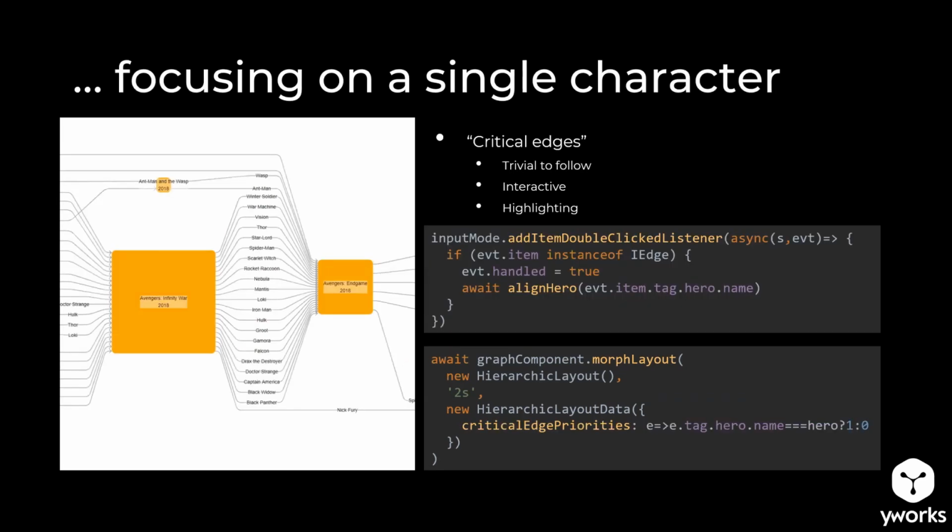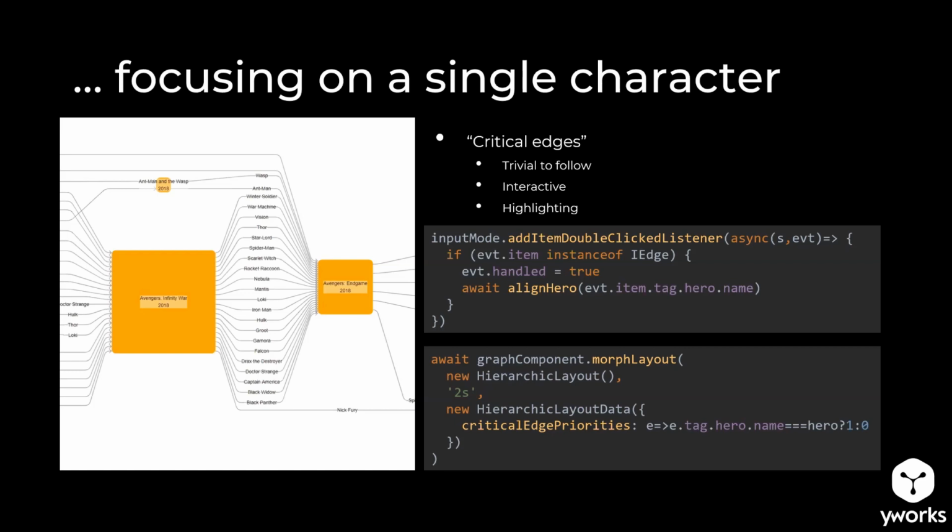And last but not least, if we want the user to focus on a single character, we can add more constraints that will actually straighten the path of a character through the diagram. For this, we use the so-called critical edges feature, and we trigger that feature on double click.